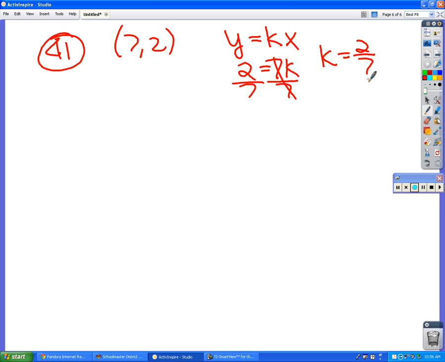I had a handful of students that looked at this problem and said, there's nothing that you can multiply 7 by to get 2. And they were wrong, because you can multiply it by 2/7.